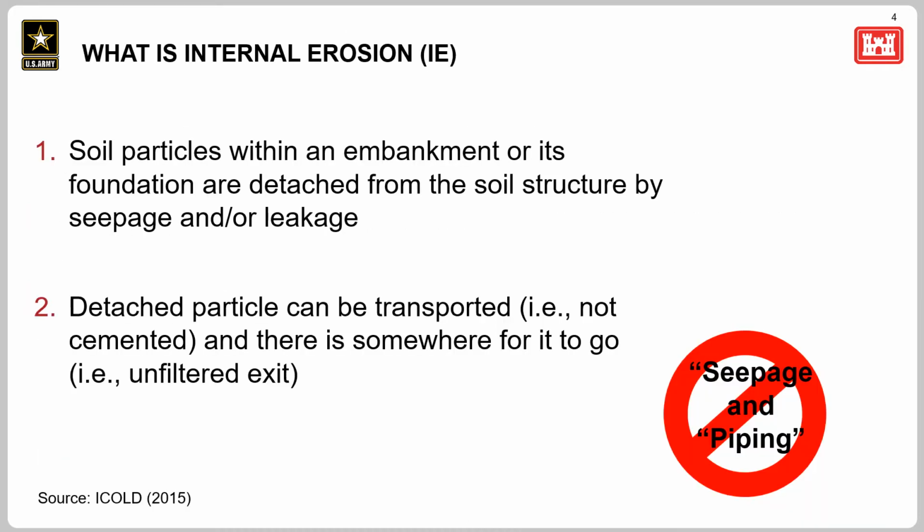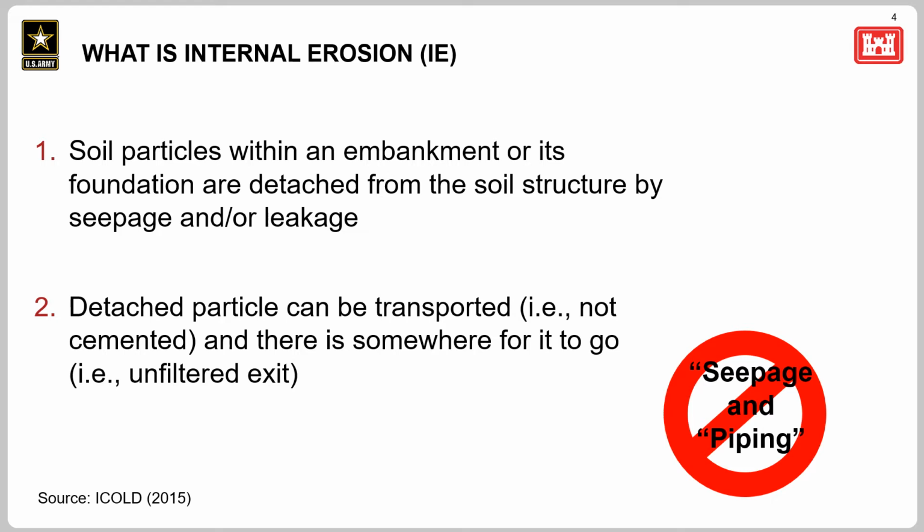Let's start by defining internal erosion. It's the process by which soil particles that exist within an embankment or its foundation are removed from the soil structure under the forces of seepage or leakage. So soil particles must be able to be transported and must have a place for them to go in order for internal erosion to occur.